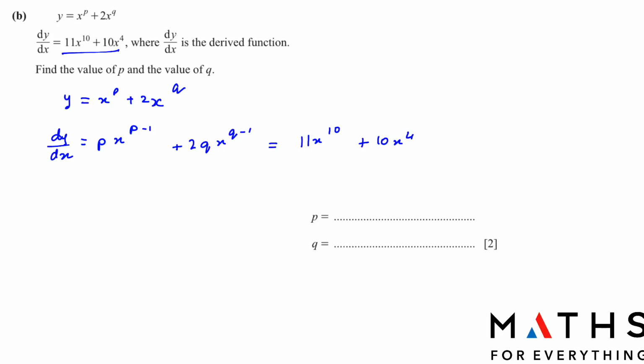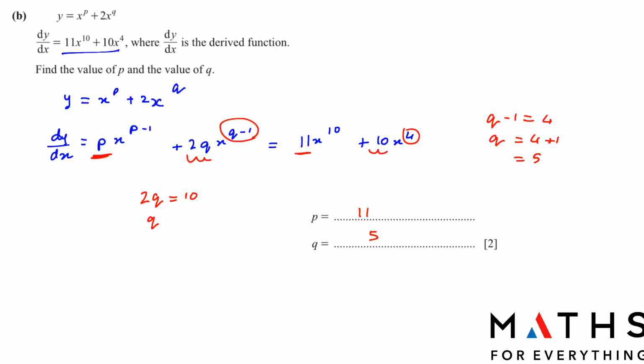Here we can see when we compare the coefficient of x, P is equal to 11. To compare the coefficient of x here, we can write 2q is equal to 10, but instead of that, it will be much easier if we just compare the power. Q minus 1 is equal to 4. Q is equal to 4 plus 1, which is 5. Even if you had compared 2q with 10, you would have still gotten 5. So 2q is equal to 10. Q will be equal to 10 divided by 2, 5.